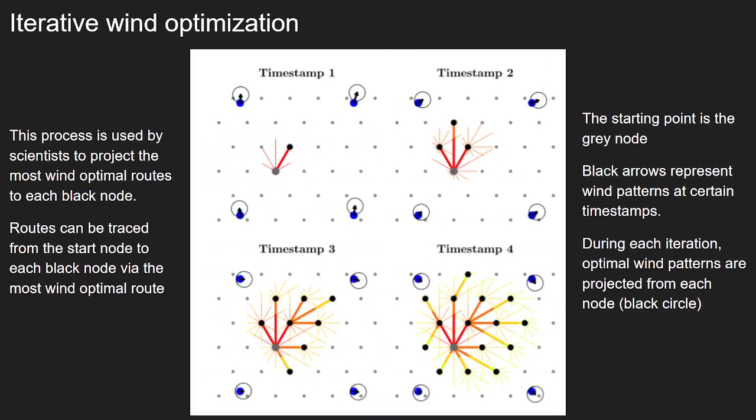So this is calculated using iterative wind optimization, in which scientists start from a gray node that you can see in each one of the timestamps and iteratively calculate the most wind optimal route from that node. So the smaller black nodes, if you trace them back to the original gray, that will be the most wind optimal route.